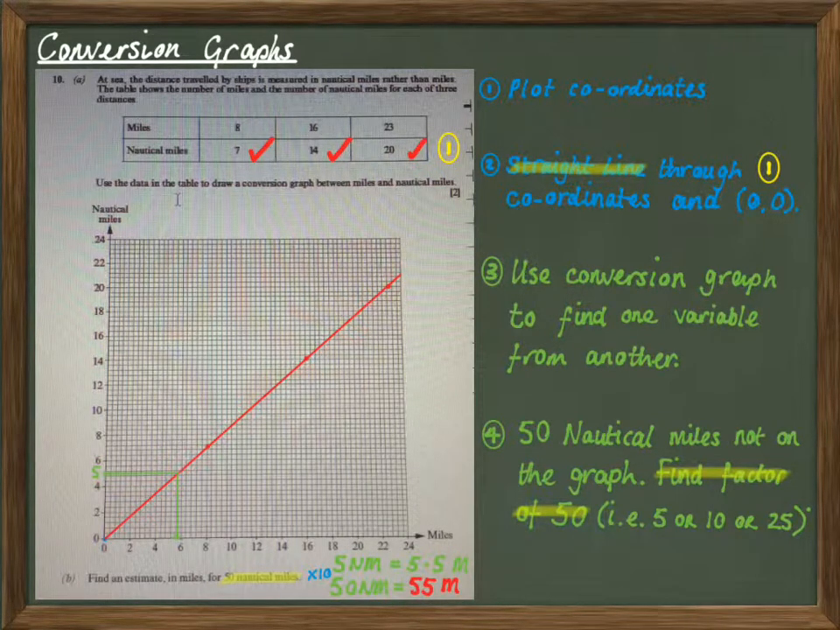So that's how you do conversion graph. So always remember, even if you can't do part B, plot the coordinates, has to be a straight line. It's always a straight line.